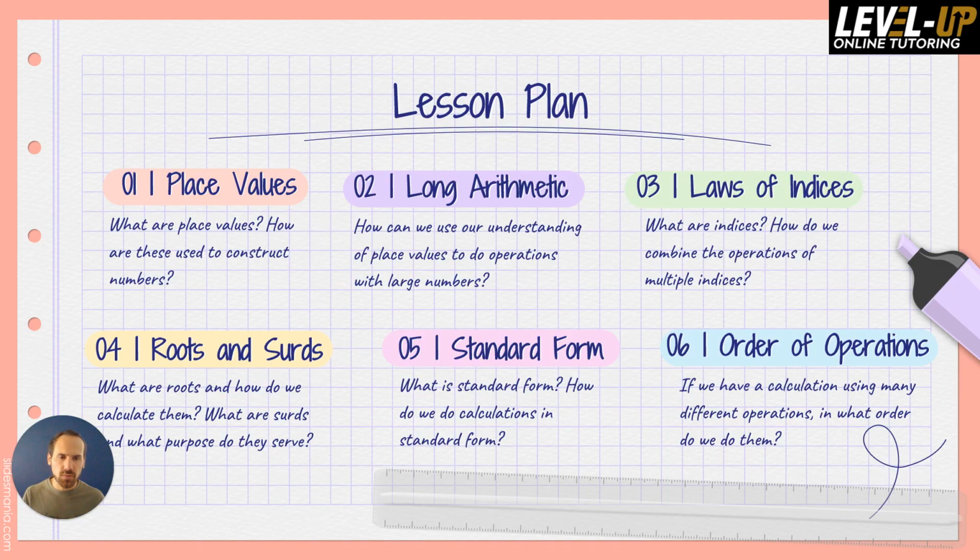Then we can move on to things like indices and roots, which are when you take a power, an exponent of a number. You might not have seen that. We'll look at how that works. And then how we can use that in standard form, which is how we basically deal with really big or really small numbers, how we can write them in a more concise way. And we'll finish up on order of operations. So that's when we've got many operations going on all at once, and what order we do them in to make sure we get the right answer.